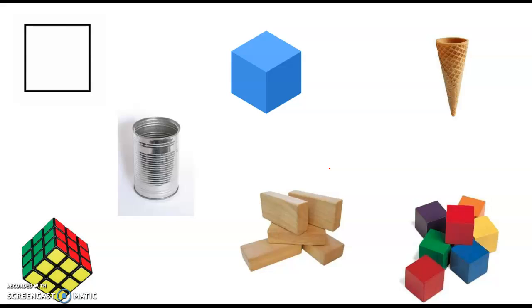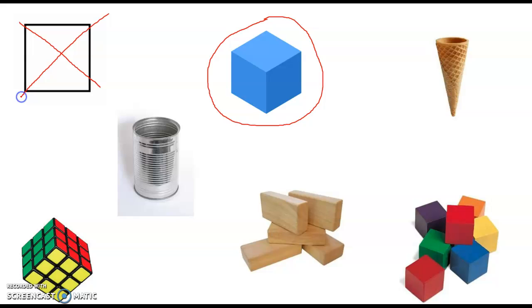Let's identify some cubes. This is a cube. I see that it's 3D. I see that all 6 faces are shaped like a square. Is this a cube? No, this isn't a cube because it's not 3D. It's flat.